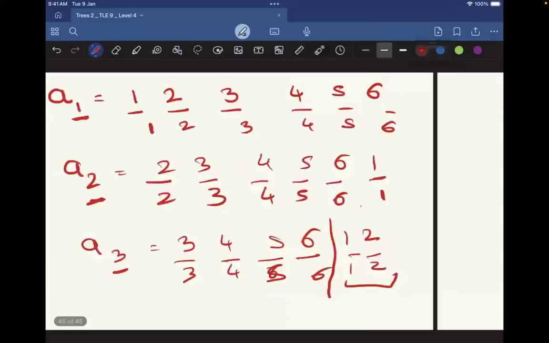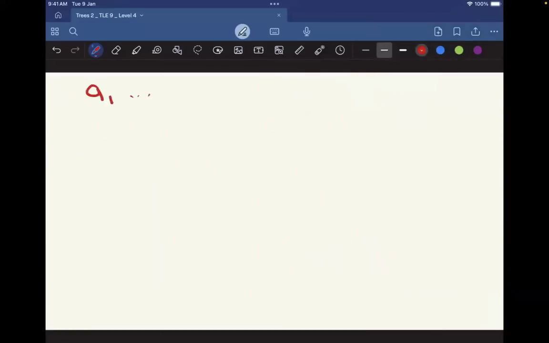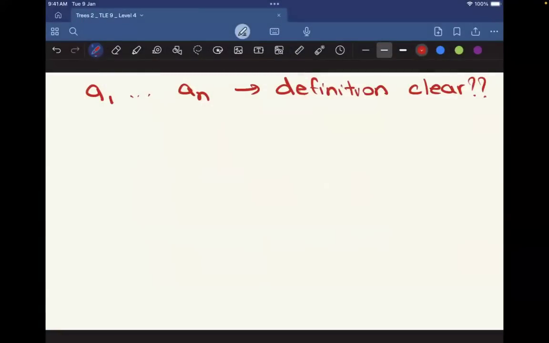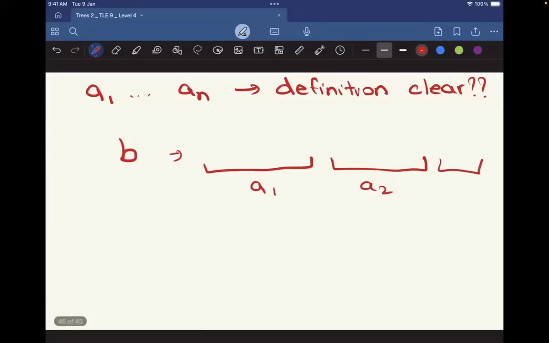So from A1 to AN, is the definition clear for everyone? Tell me guys, put a yes in the chat if the definition is indeed clear. Okay. So if the definition is indeed clear, what would we be doing? Now we are going to have an array B in which I'm going to have first all elements of A1, then all elements of A2, then all elements of A3, and so on and so forth.